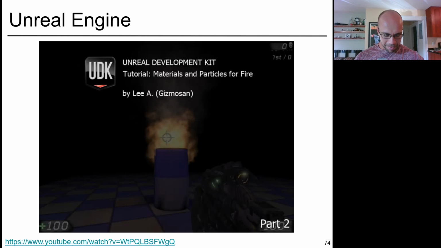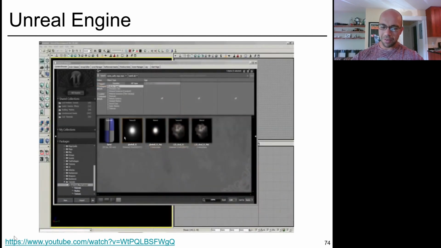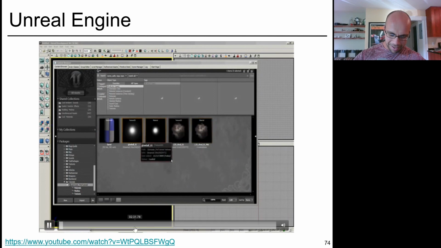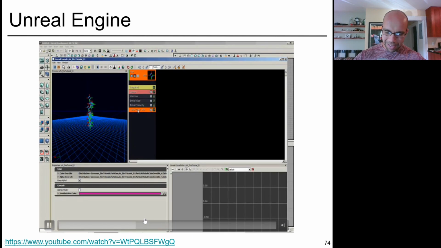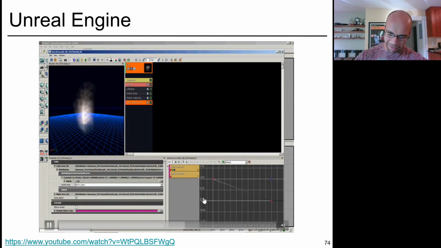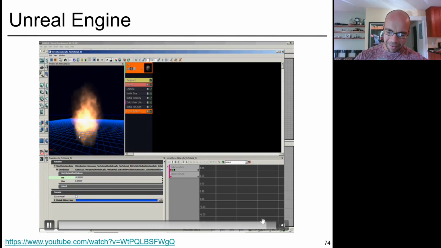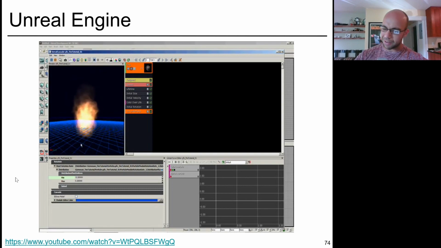And so I've included a link in the slides to an online tutorial where you can see in action the artist slowly designing their particle system for the Unreal Engine. So there's this kind of fun user interface where you see the particle system, you can change parameters of how it's rendered, maybe something about the motion, the color and so on. And by the time you get to the end, you get a nice little puff of fire and smoke.